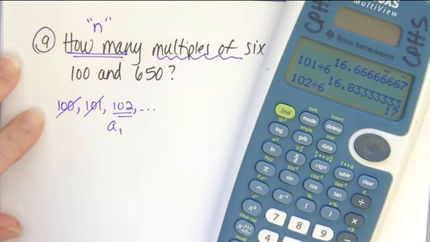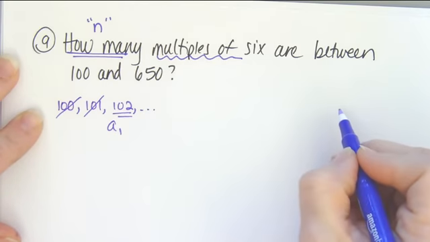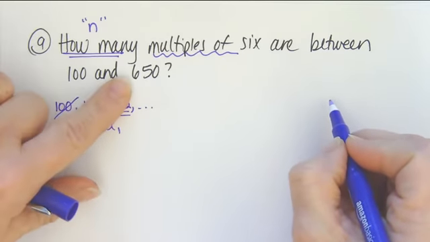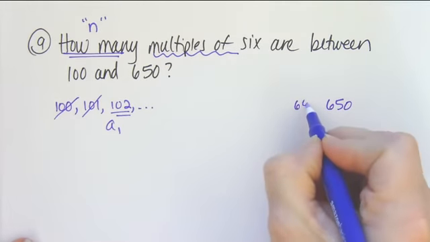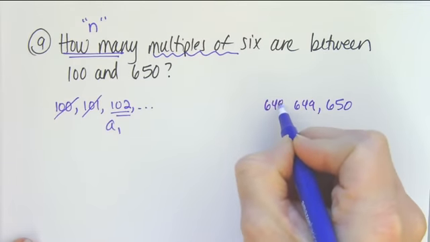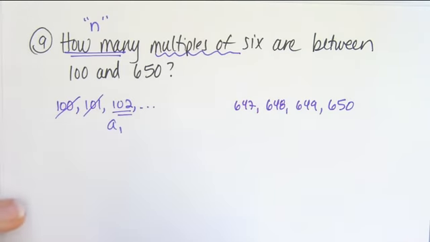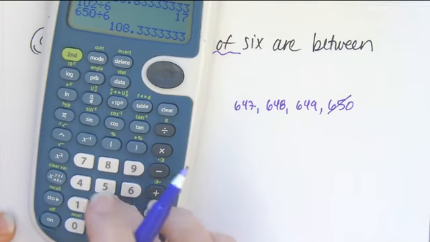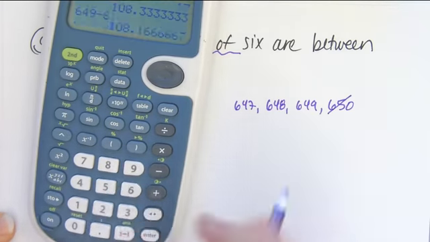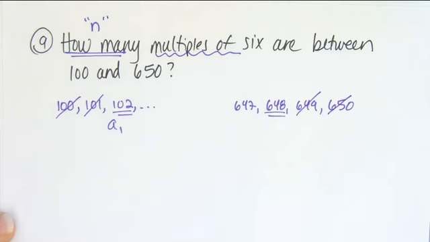There's a sub 1. Now, if I keep going, remember there's a whole bunch of numbers in between here. The last number we're looking to include would be 650. Before that would be 649, before that 648, before that 647. I'm going to try to find my last term. So again, I'm going to do the same thing. 650 divided by 6. Nope. 649 divided by 6. Still a decimal. 648 divided by 6. Yes, there it is. So this right here is my last term, my a sub n.